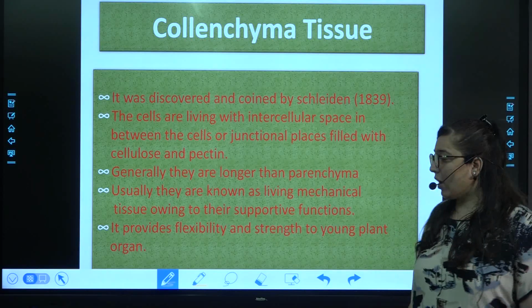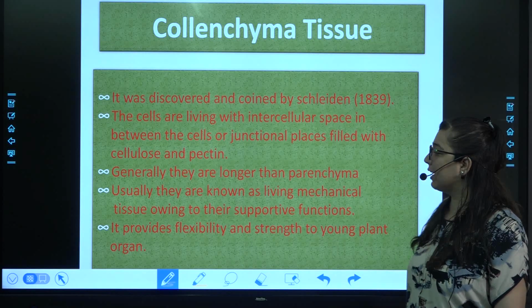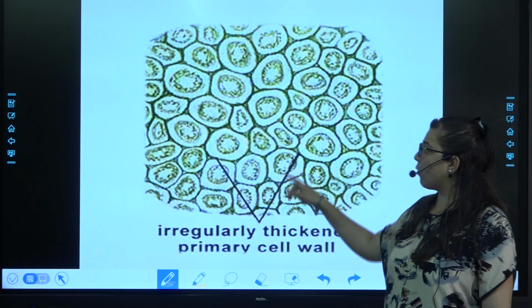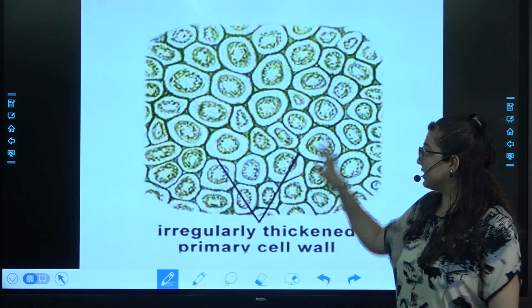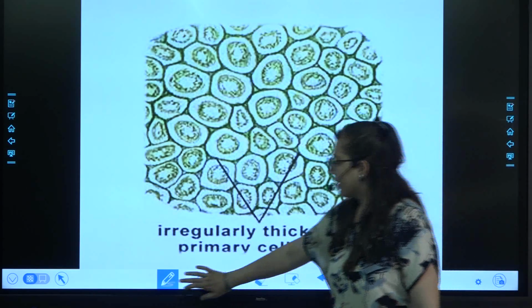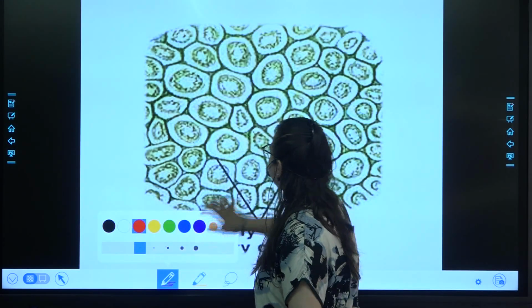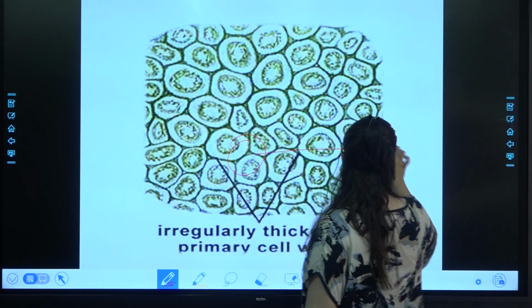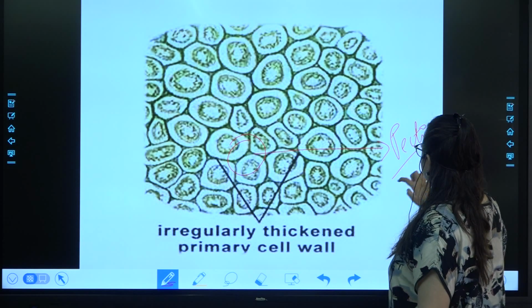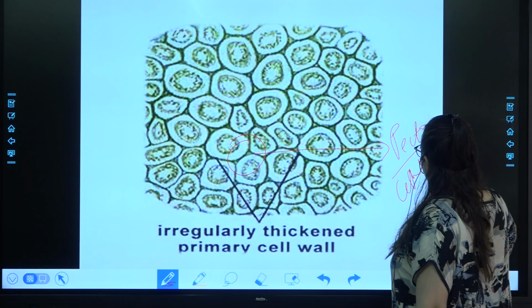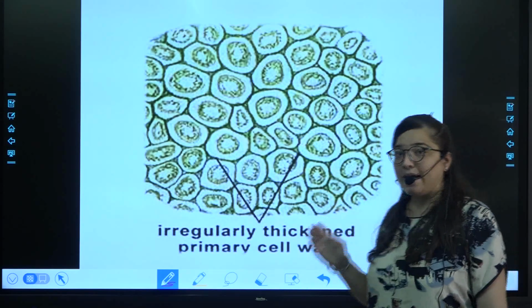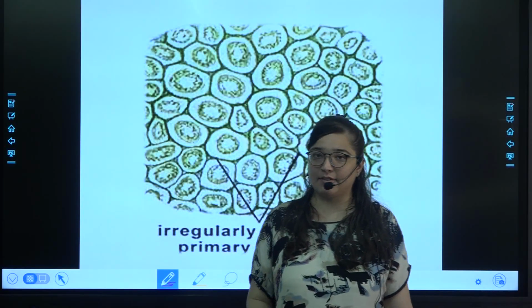Okay, so now we'll have a look at the image of collenchyma. This is how it has thick walls. It also has some intercellular space, that is, space between two particular cells. You can see over here, these are made up of pectin and cellulose. Now the next type of tissue: parenchyma, collenchyma and sclerenchyma.